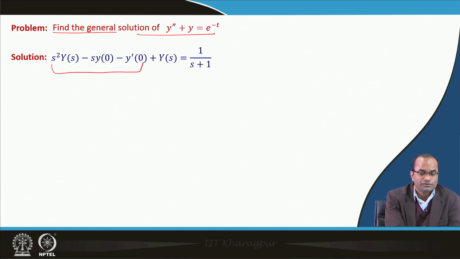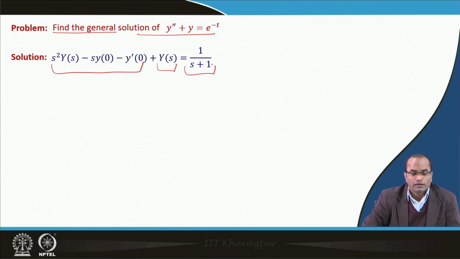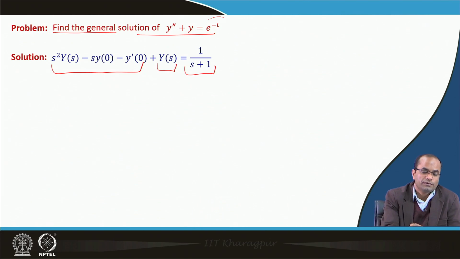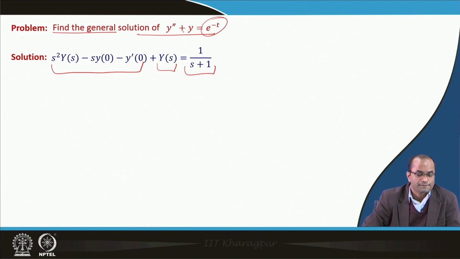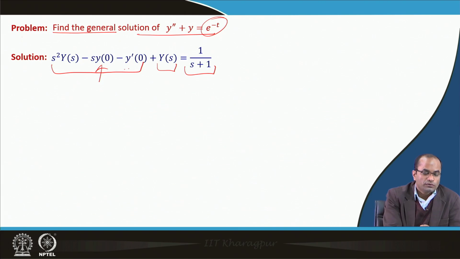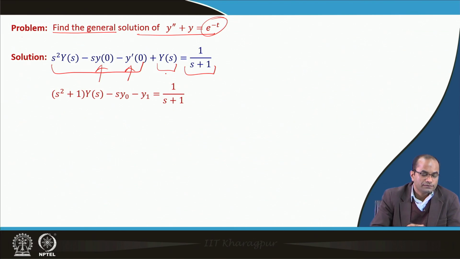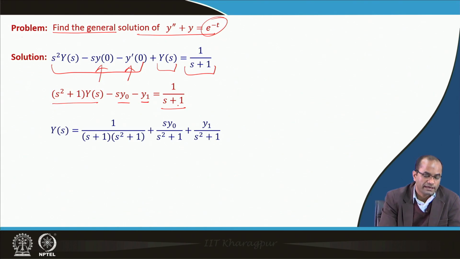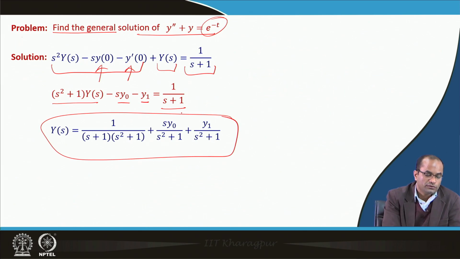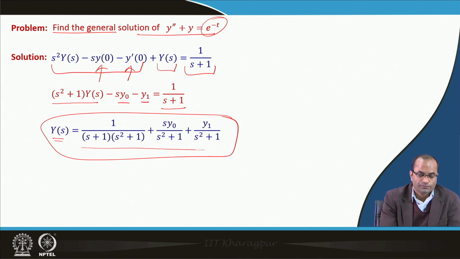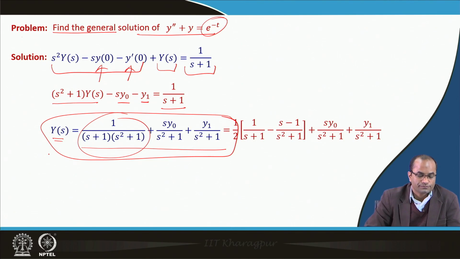So, this is the derivative theorem for y double prime, then we have Y(s), and then the right hand side will give us 1 over s plus 1, that is the Laplace transform of e power minus t. Here y(0) and y'(0) are not given, so we will just take them as some constants. Let us take y_0 and y_1, and then we have (s squared plus 1) Y(s) equal to this. We will again bring it into the form that Y(s) is equal to a function of s, and then here we can do partial fractions.